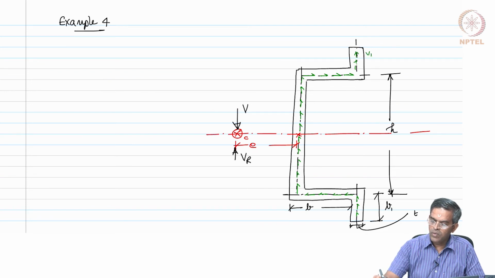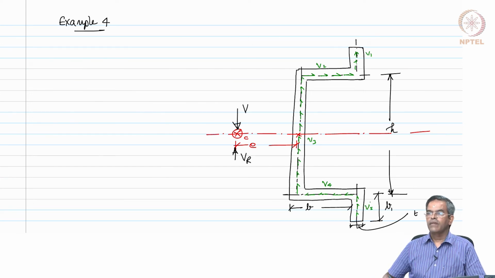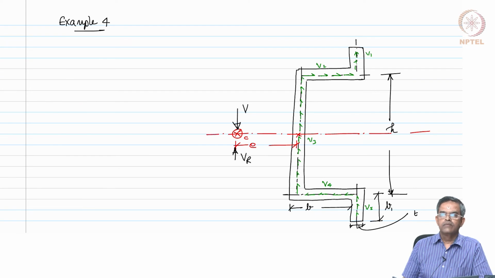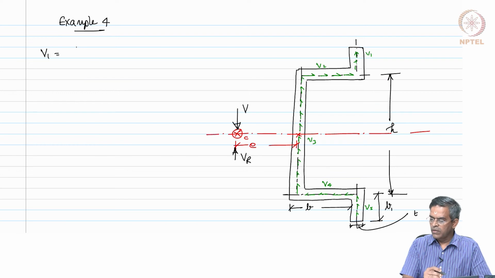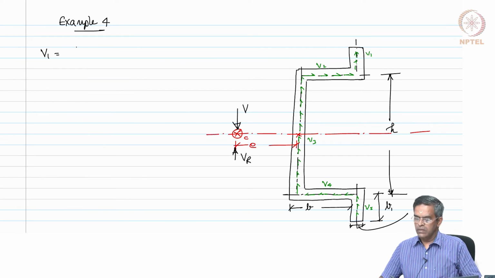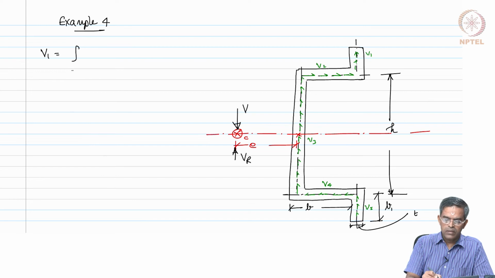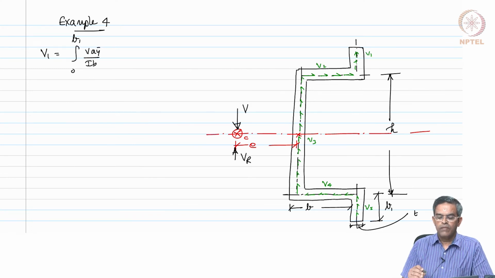Say this is V1, this is V2, this is V3, this is V4 and this is V5. Now, to locate V1, we know it is going to vary, say this is B1. So, integral 0 to B1 of V A y bar by I B dA.